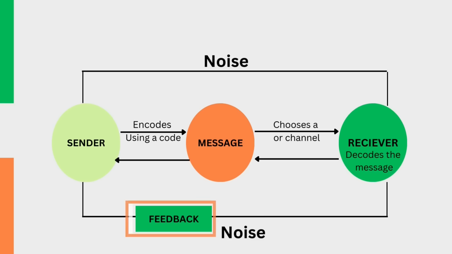Feedback. After decoding and understanding the message content, the receiver reverts to the sender by way of feedback. Noise. Noise, also known as a communication barrier, can impede successful communication. It includes anything that hinders the communication flow or causes a breakdown.